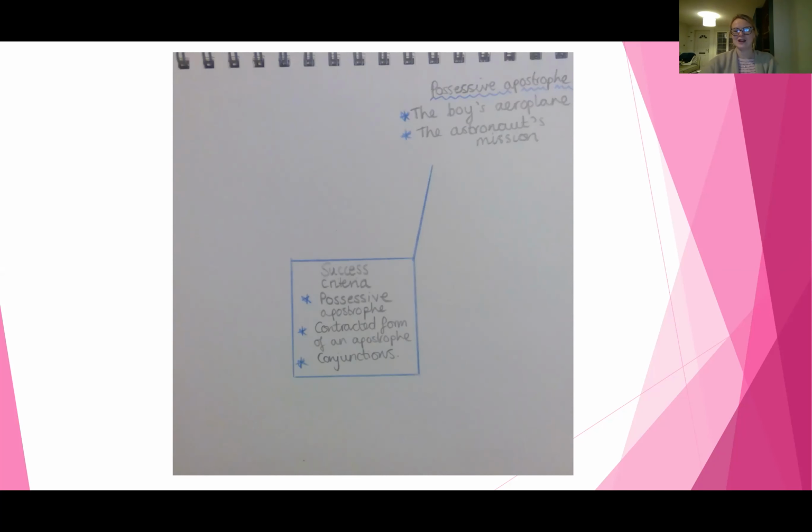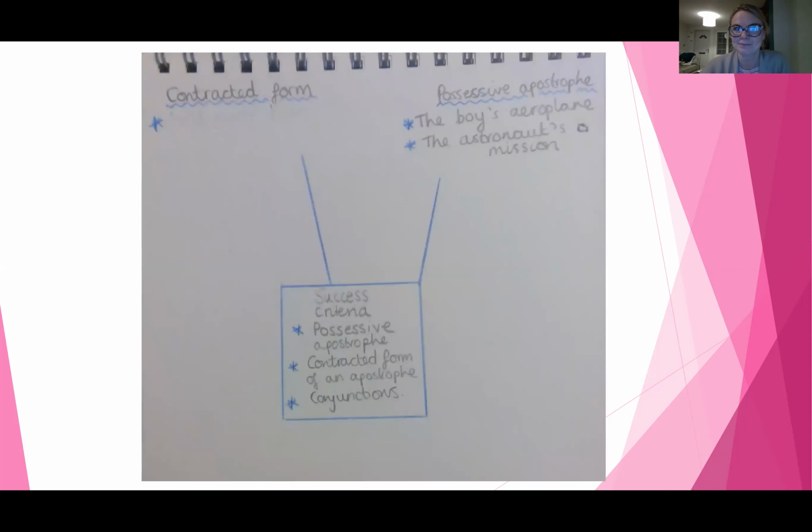Well done. Right, next line off of our success criteria box is going to be the contracted form of an apostrophe. So I would like you to pause the video and draw a line and write the contracted form, please, at the top of your next line. Off you go. Right, so now what I'd like you to do is read through your writing, your alternative ending, and see if you can find some examples of where you've used the contracted form.